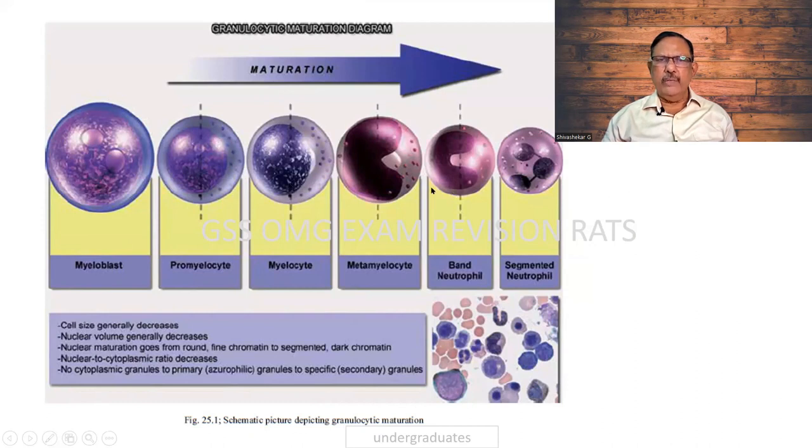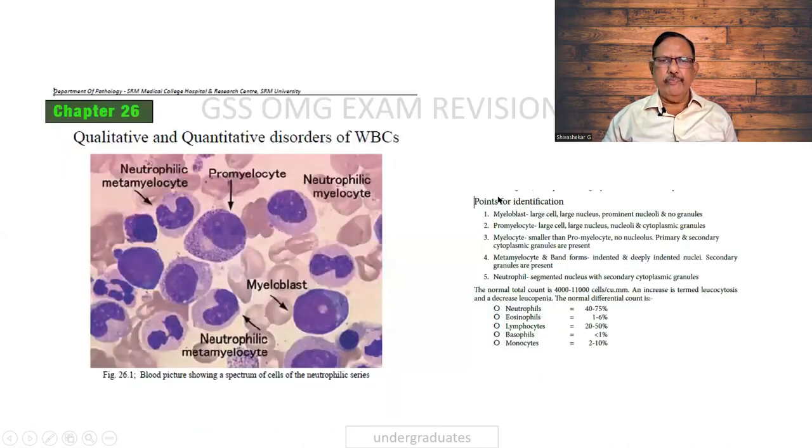And from now onwards, it becomes the secondary granule myelocyte, metamyelocyte, neutrophil or the band form, and then the mature form. All these have the granules. So it becomes smaller, there will be an indentation, a deep indentation, and then segmentation or lobulation. This is the normal maturation. Please have it in mind.